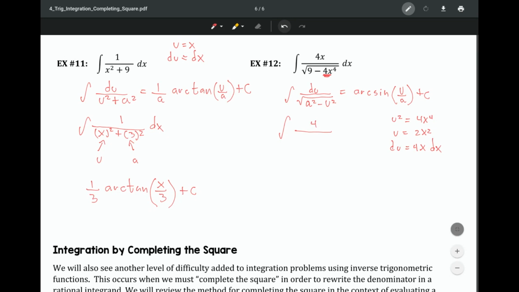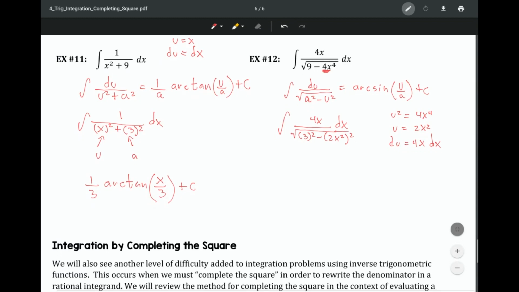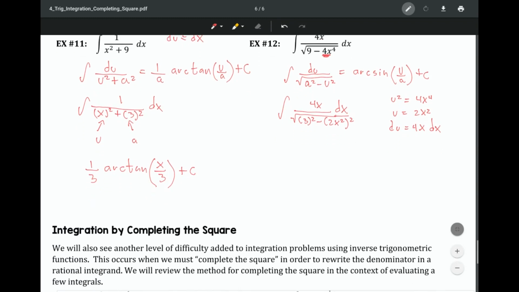I guess I'll write it right here. I don't know, and honestly, this step that I'm writing, I don't think you necessarily would have to write. I'm just showing you how this is truly the same thing. A is 3, u is going to be 2x squared. And again, 4x dx is du. So this right here is, I'm kind of doing this backwards. This kind of leads into that.